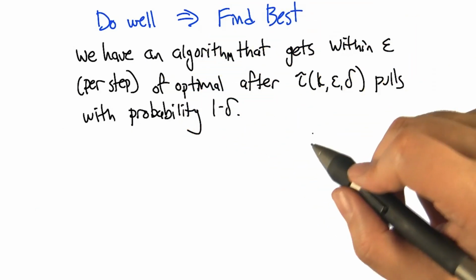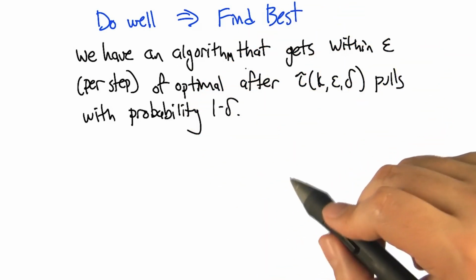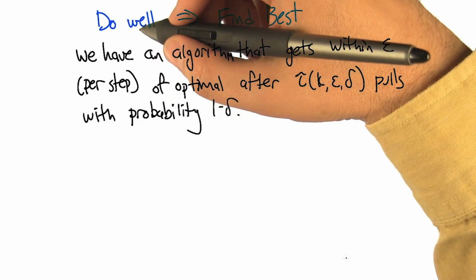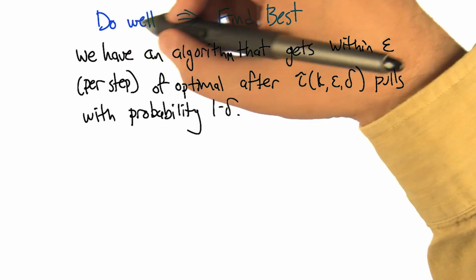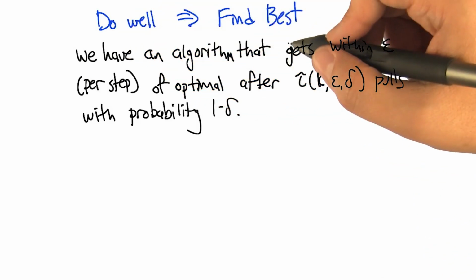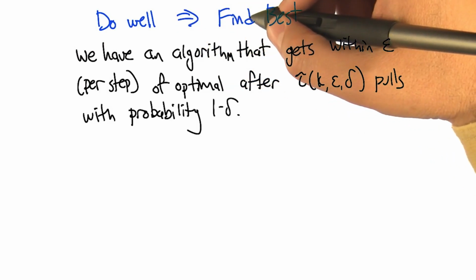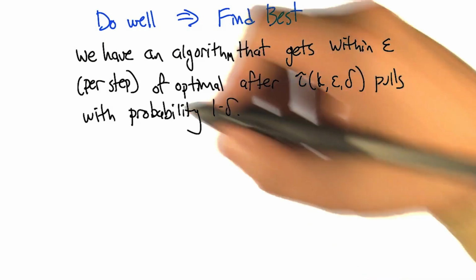So I'm going to claim this is the last relationship that we have to build to prove that they're all equivalent. But we'll pull that all together at the end. But this is going to be the hardest one. So this one says that if we have an algorithm that does well on average per step, nearly optimal per step, then we can use that to build an algorithm that actually identifies an arm that is nearly optimal. And so this is what we're imagining.